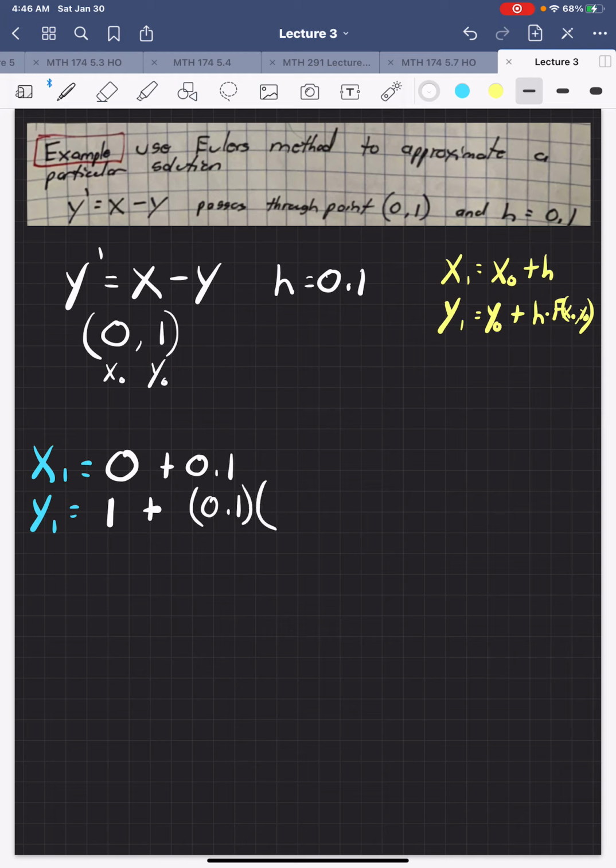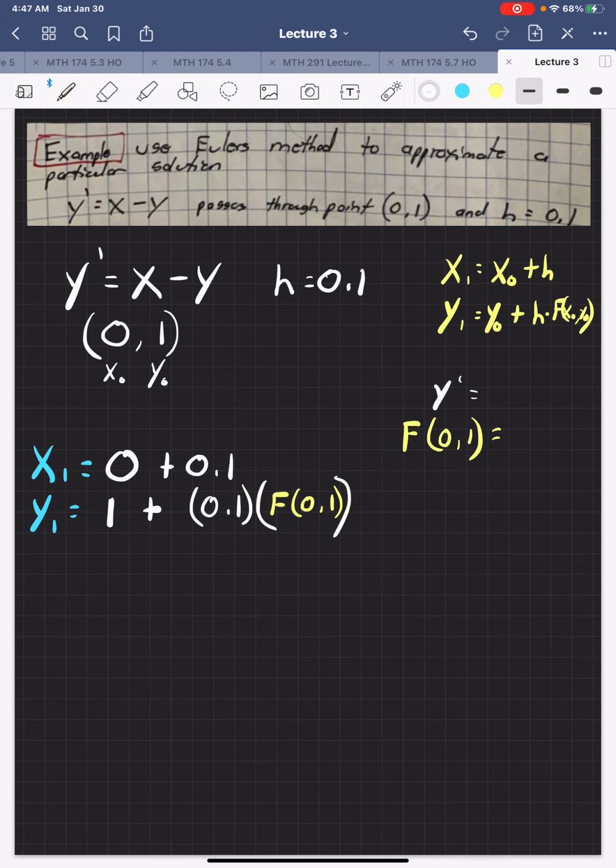what? Times f of x sub 0, y sub 0. So let's go ahead and do that off to the side here. f of 0, 1. All right, well, in this case, f of 0, 1 is just simply going to be, let me go ahead and make sure you understand.